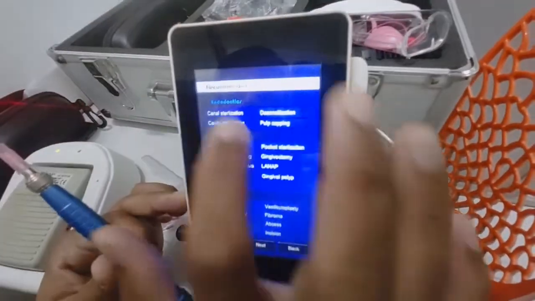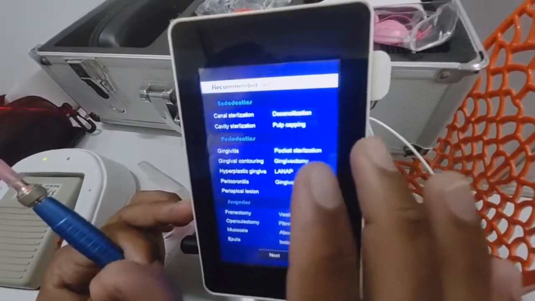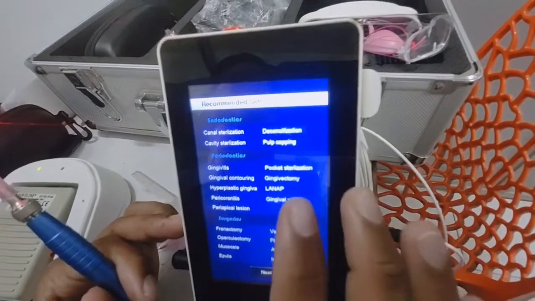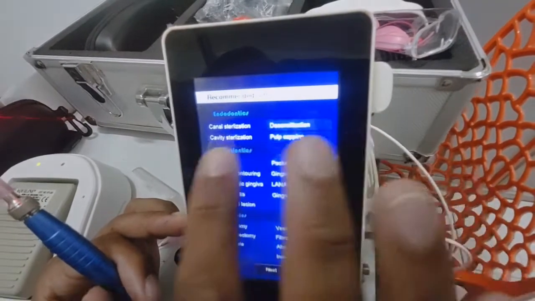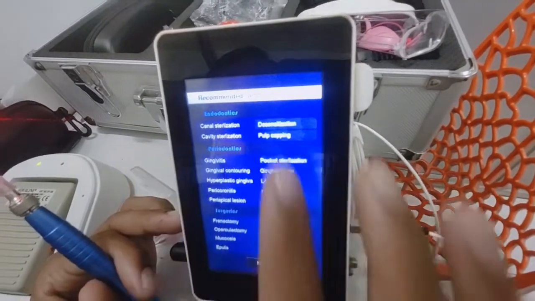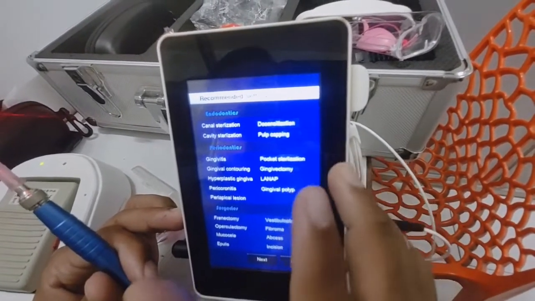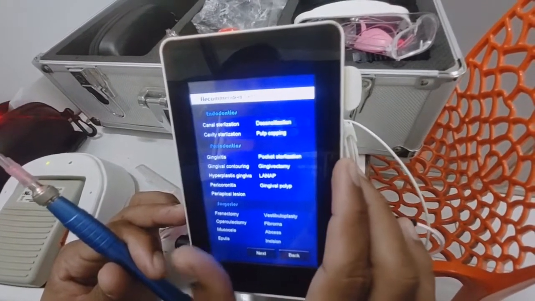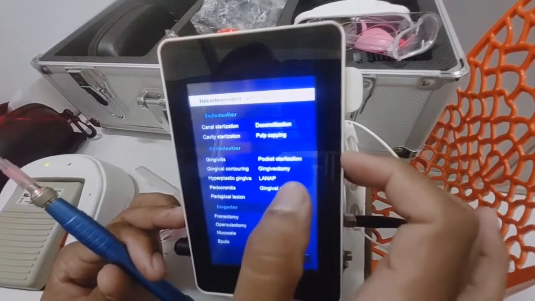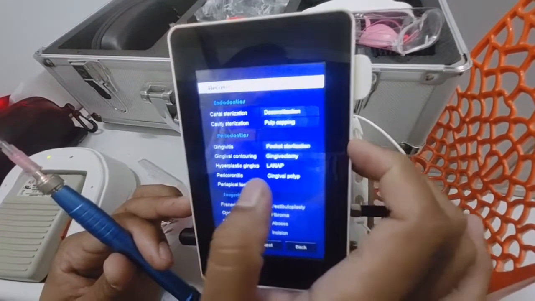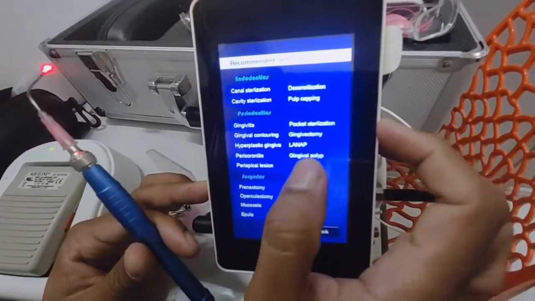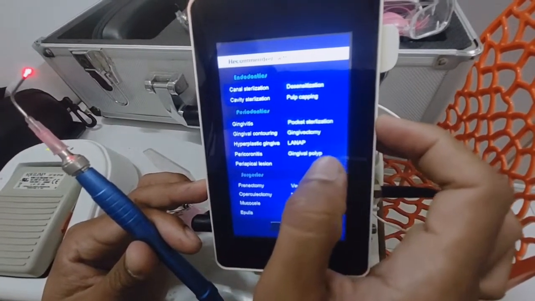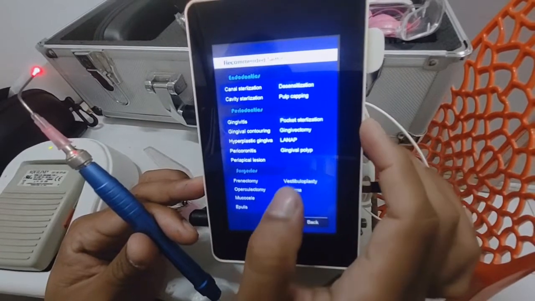For dental uses, it is used for different procedures like endodontic canal sterilization, desensitization, cavity sterilization, pulp capping, and periodontic uses like gingivitis, pocket sterilization, gingivectomy, gingival contouring, hyperplastic gingiva, laser assisted new attachment procedure, pericoronitis, gingival polyp, and periapical lesion.